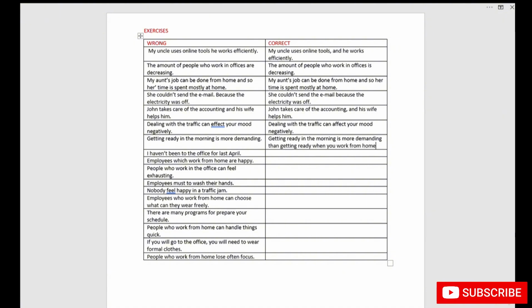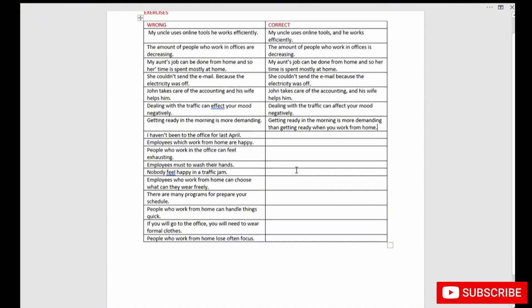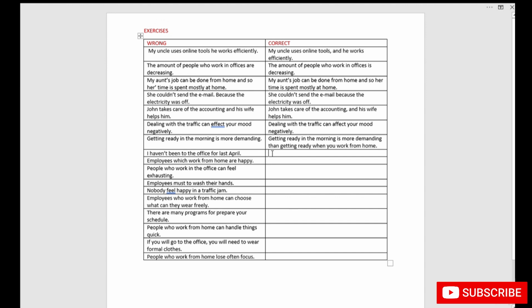In other words, imagine that you have to go to work because you are working in an office. So getting ready in the morning is more demanding, whereas when you are working from home, getting ready at home, it's not very demanding. So I'm comparing these two things. Alright, the next one. I haven't been to the office for last April. The correct version is I haven't been to the office since last April.